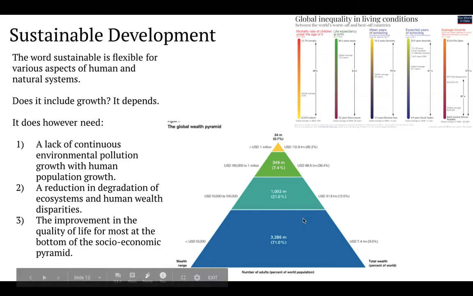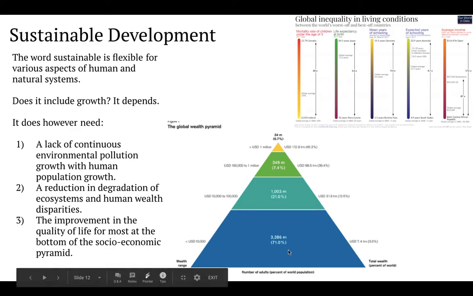If you look over at this global wealth pyramid, 71% of the world's population is worth less than $10,000. But the aggregate wealth is $7.4 trillion. Now compare that to the top of the pyramid. There's only 34 million people that are worth, on average, more than $1 million. But that wealth is only responsible for a fraction of the total global wealth.